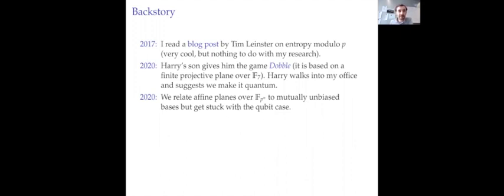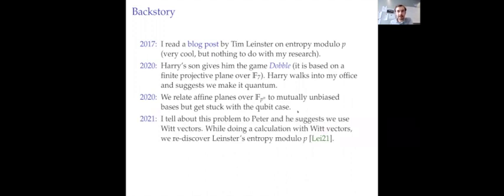We basically related something called an affine plane to this set of vectors called mutually unbiased bases. It was all very nice and elegant, but then there was one special case that we got stuck with, which is for qubits. You would think it's the simplest case, and I was stuck with it for a long time. Then this year I talked to Peter, who is also here. We were working on something completely different, but I asked him what I can do with this, since I didn't know what to do. And he said, well, you should try using these Witt vectors.